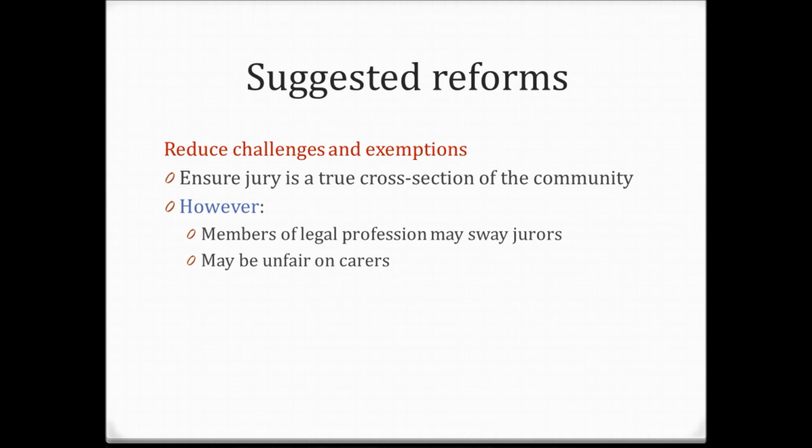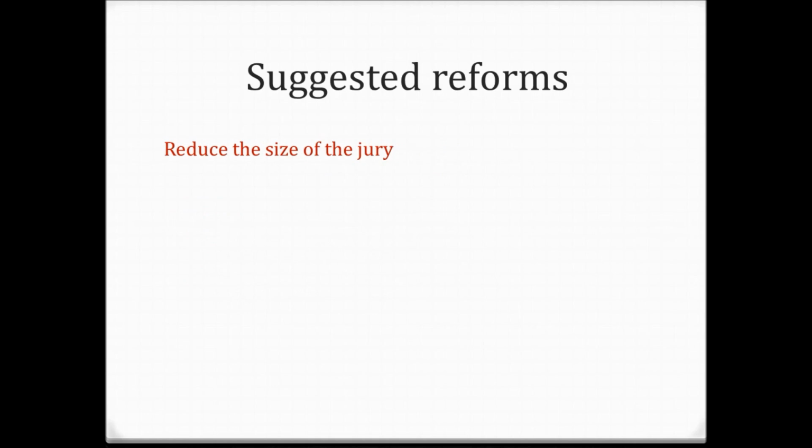It could be unfair on carers who have to care for sick or disabled people if they were required to do jury service. In terms of reducing the number of challenges that the parties have over the composition of the jury, again, if we reduce that too much, perhaps that's going to be unfair on the parties. They tend to like to have some say about the composition of the jury.